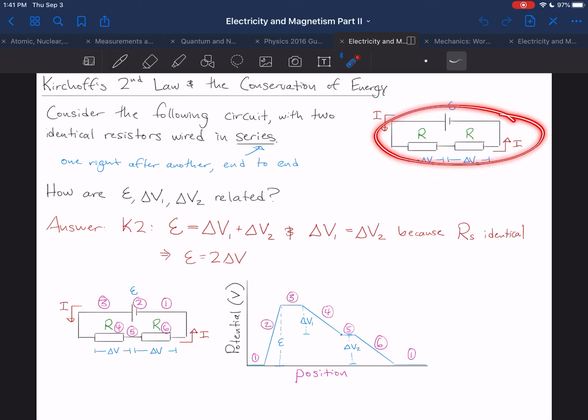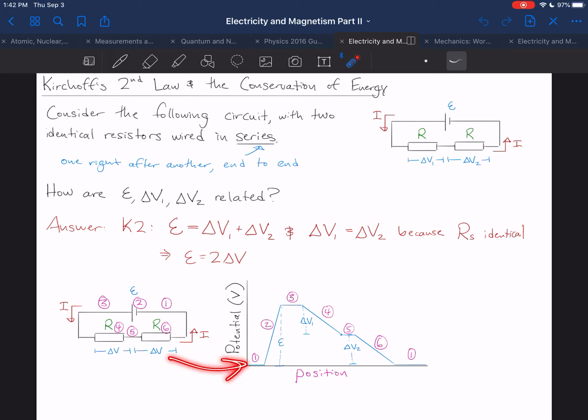And if they're identical resistors, then the EMF is equal to delta V1 plus delta V2, and delta V1 equals delta V2 because the resistors are identical, right? They're going to be treated the same, sort of by the physical world. And therefore, the EMF is equal to 2 times the potential difference across each of the individual resistors. So for example, if the EMF is 10 volts, then the potential difference across this resistor would be 5 volts, and the potential difference across this resistor would also be 5 volts.